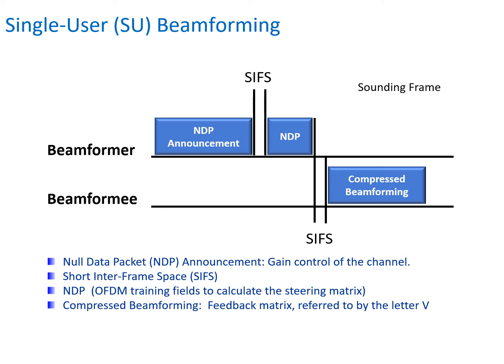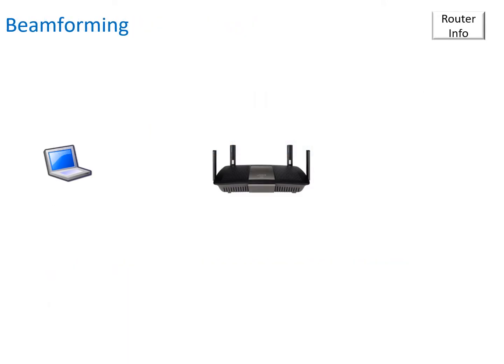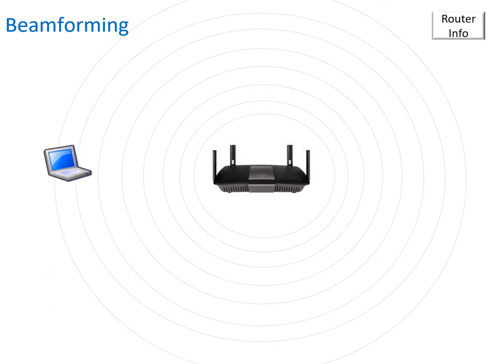The client in this case is known as the beamformee, and the frame which is sent out, the training frame, is often referred to as a sounding frame. So let's take a look at exactly what happens.